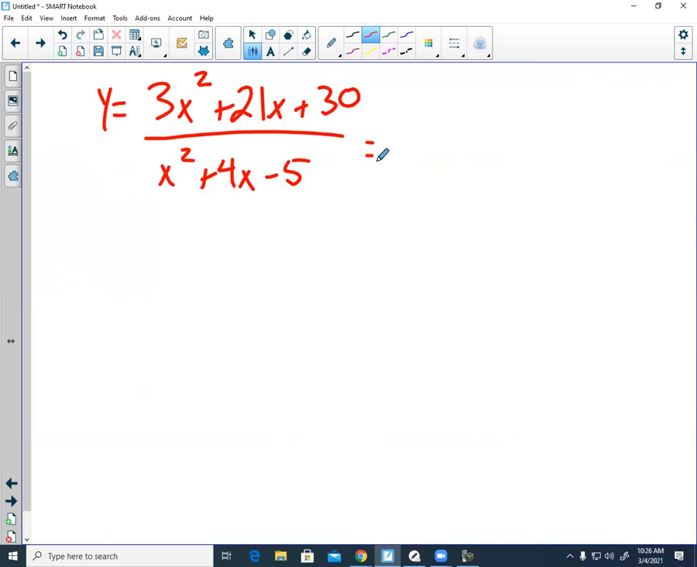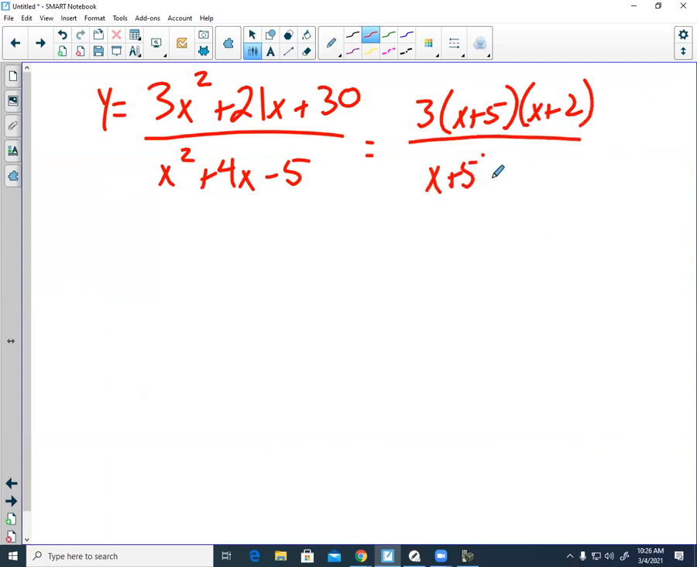So the factored form of this turned into 3 times x plus 5 times x plus 2 all over x plus 5 times x minus 1. Now, right now, you should be able to pick out certain things that are happening, okay? Very quickly, you should be able to identify the vertical asymptotes and the holes. That's what you should be able to do very quickly. Okay, so if you need to, you should be able to figure that out very quickly. I'm just looking for the holes.